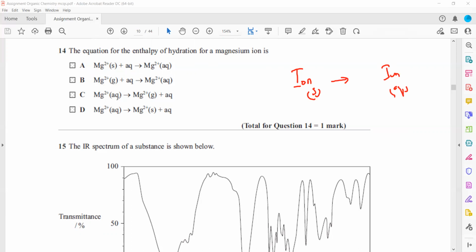So when you check the options, magnesium solid is totally wrong. Magnesium aqueous and aqua is totally wrong. So what we are left with is magnesium ion in a gaseous state, which we add to water. As a result, that magnesium ion is surrounded by water molecules. We call that the hydration energy. That's why B is the right answer.